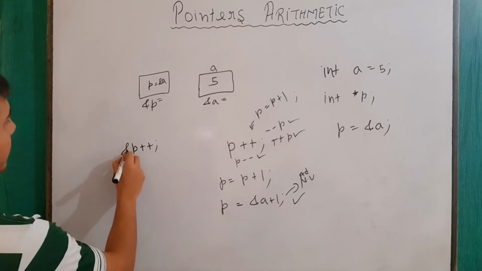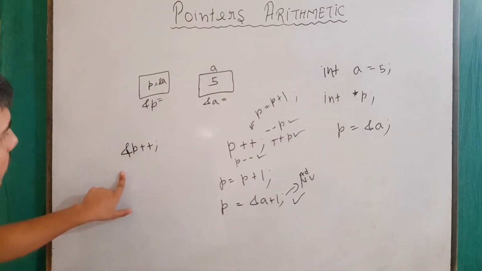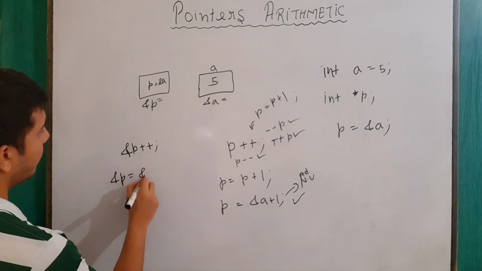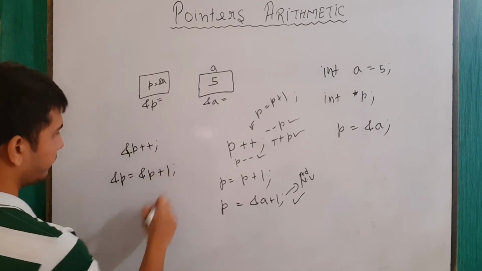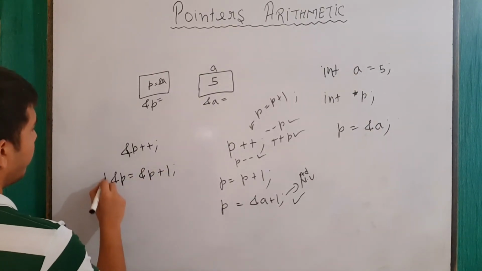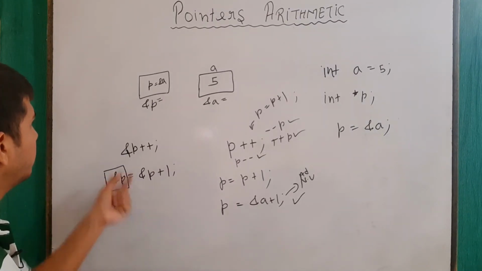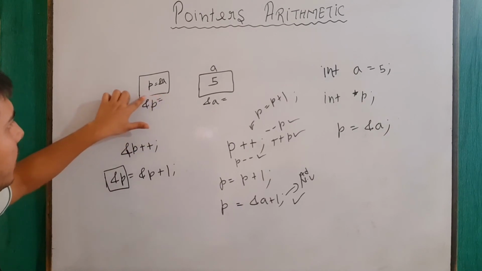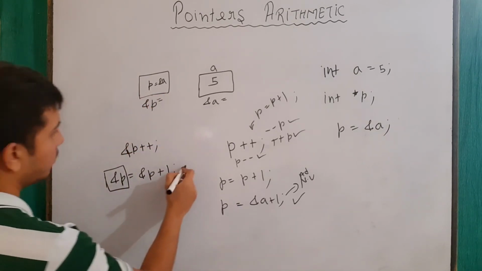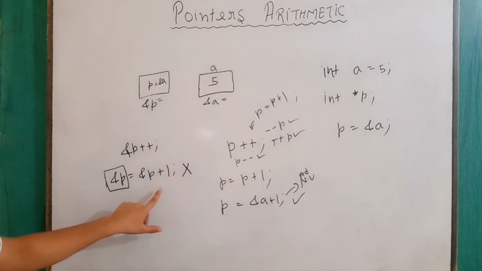Now if we see here &p++, is this a valid statement? Let's see. It means that &p equals &p plus 1. In the first video of this series, I told you that the main address can never change, and what I'm trying to do here is change this address. So I'm trying to change the main address. The main address can never change, so this will give us an error, and this statement is not valid.